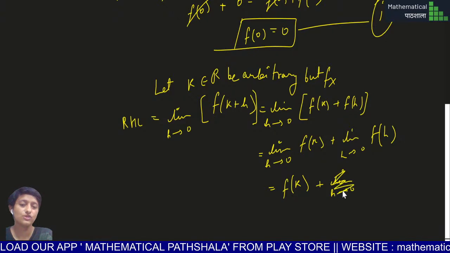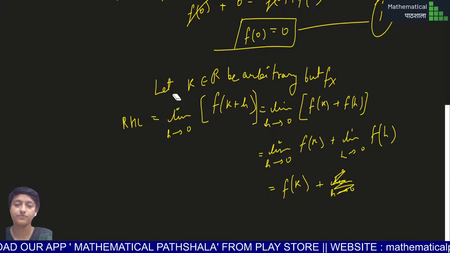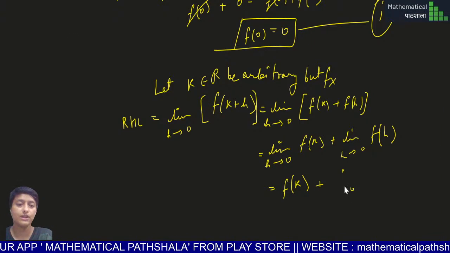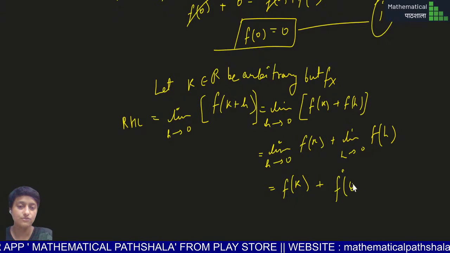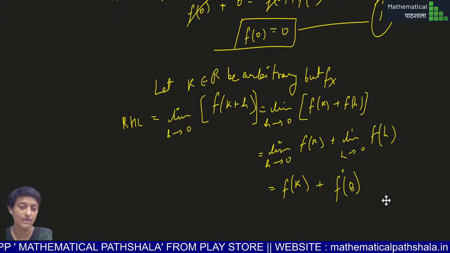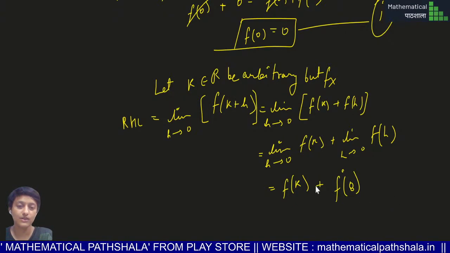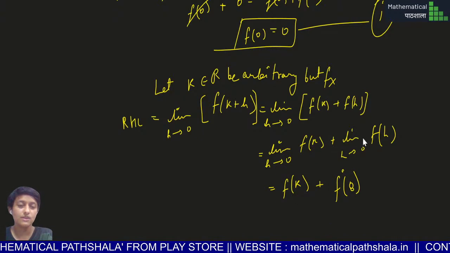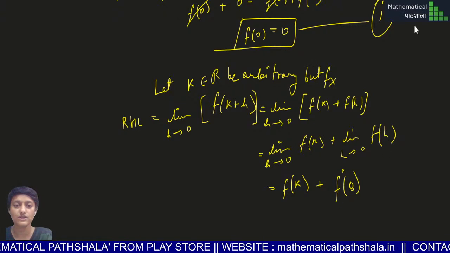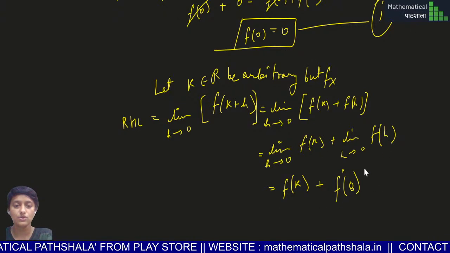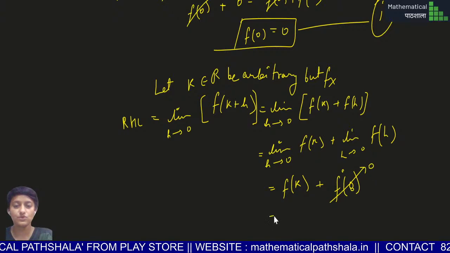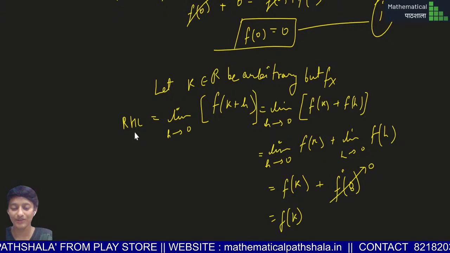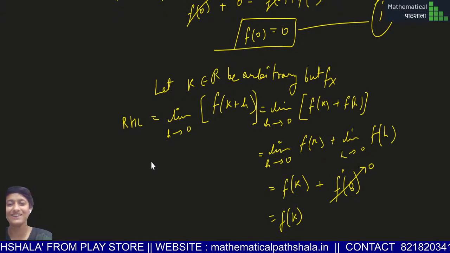What is limit h tends to 0 f of h? We will just put here the value. It will be nothing but f of 0, right? So it will be f of k plus f of 0, and f of 0 from equation number 1 is itself 0, so it will be just 0. So it is f of k. So the right hand limit, we all have given the answer 0, good.